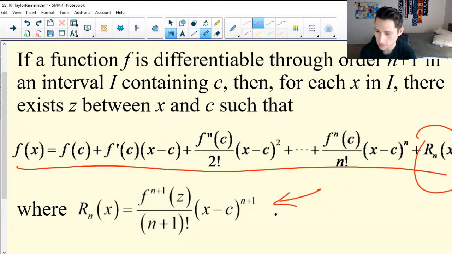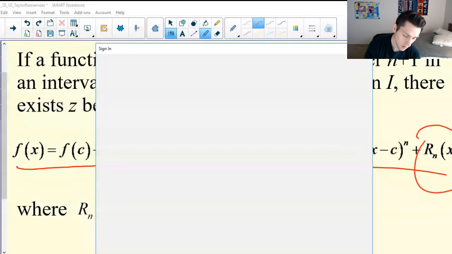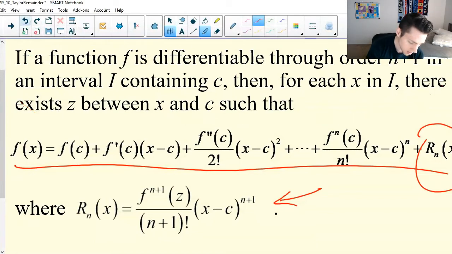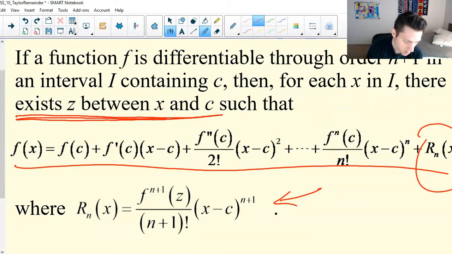Now, this is all very confusing, what all this stuff up here says, so I'm going to explain that in the actual examples that we do. But the big thing is that there's going to be some z that exists between x and c. X is the thing we're trying to approximate, and c is where we're centered around. So there's going to be some value in between what we're approximating and where we're centering.